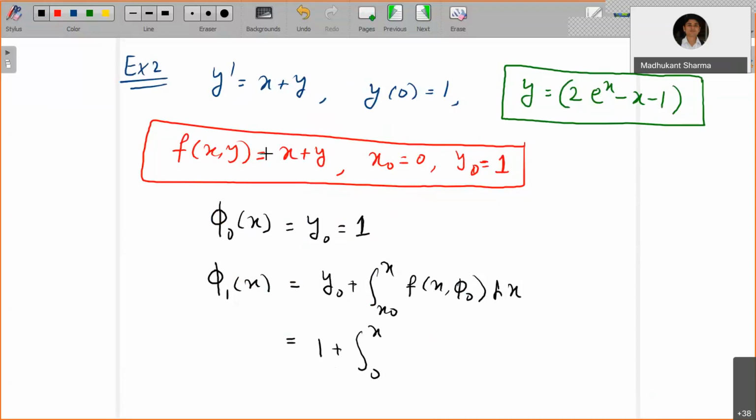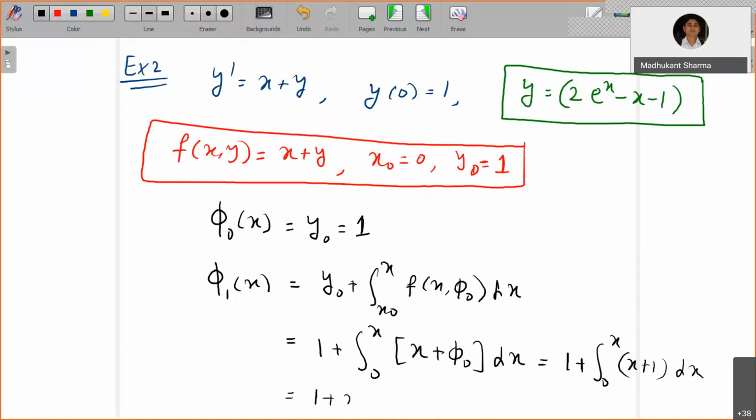Now for this problem, it is going to be x plus phi naught dx. Now what is phi naught? For any x it is 1. So what you will get is 1 plus the integration from 0 to x of (x plus 1) dx, and what you will obtain is 1 plus x square by 2.